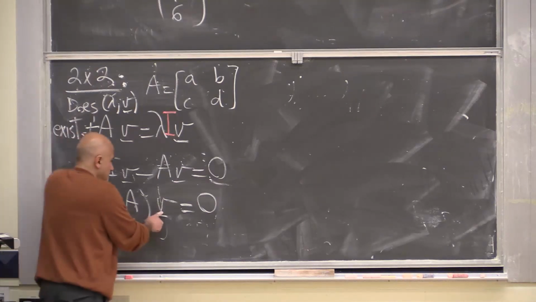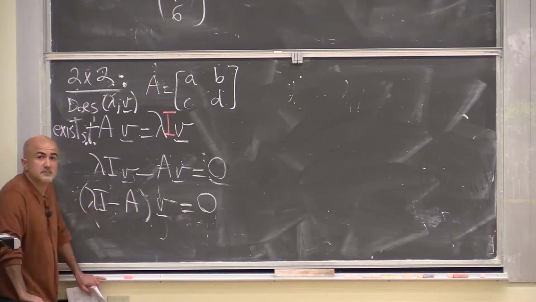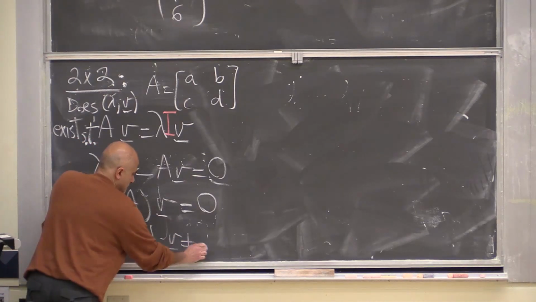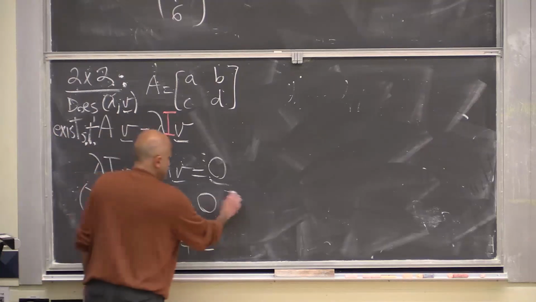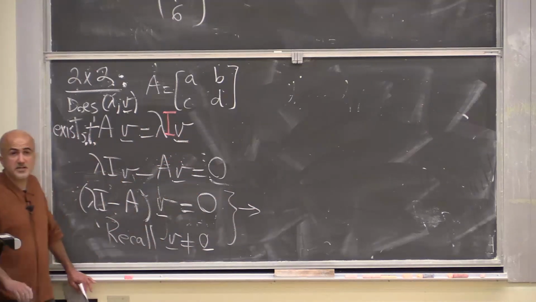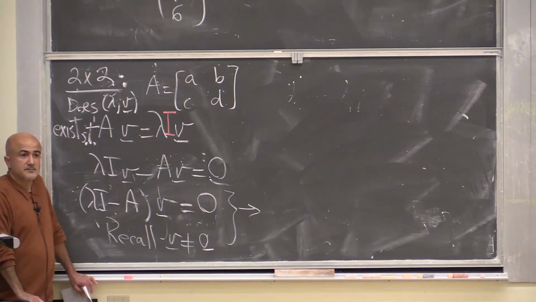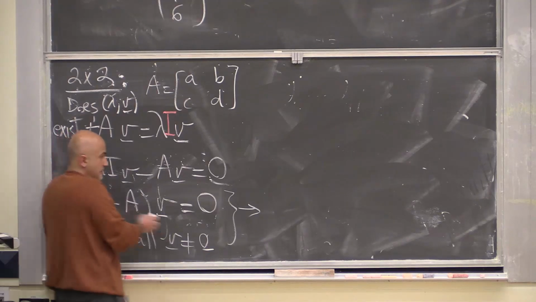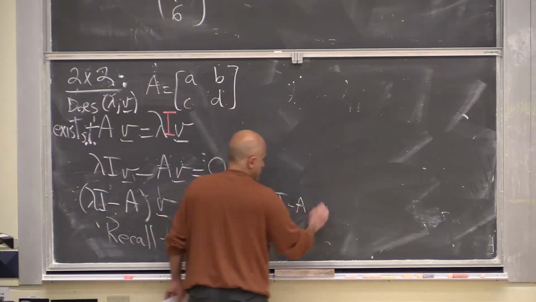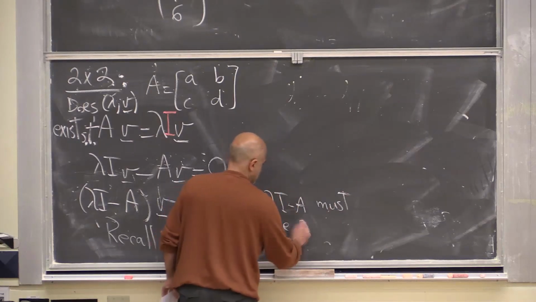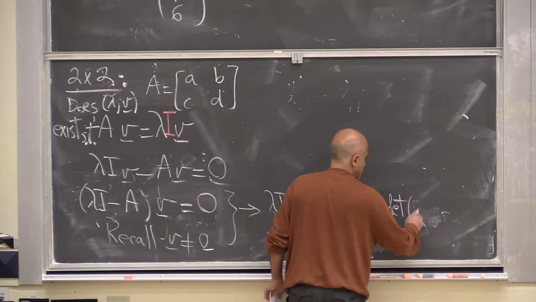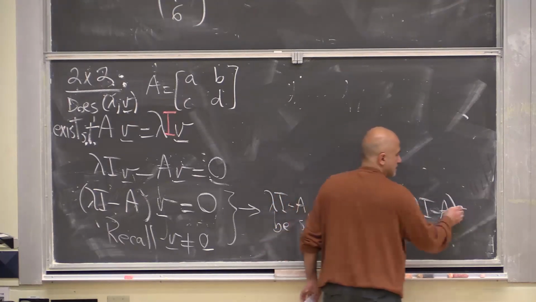What does this say about the matrix lambda I minus A? Remember, v, for it to be an eigenvector, it has to be a non-zero vector. Recall, v is not 0. So what does this say? In fact, this relates to the question that I was asked a few minutes ago. So lambda I minus A must be what kind of a matrix? A singular matrix. Lambda I minus A must be singular, which means its determinant must be 0.